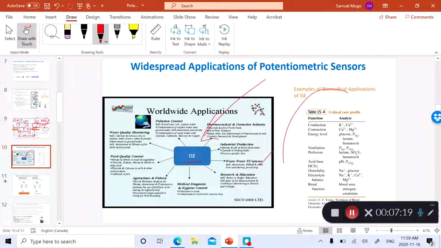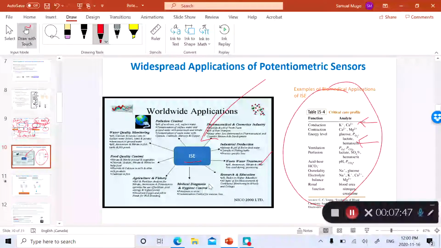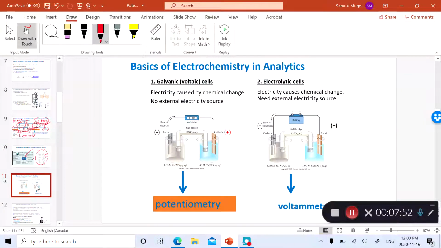If you take a look at this table that I got from the textbook, you're going to see you can analyze different types of ions using potentiometric sensors. You can analyze biochemical analytes such as lactate, glucose, and so on using potentiometric sensors. Things like urea and so on. Very important kinds of analytes in medical diagnostics. And as such, potentiometric sensors are very relevant and important.